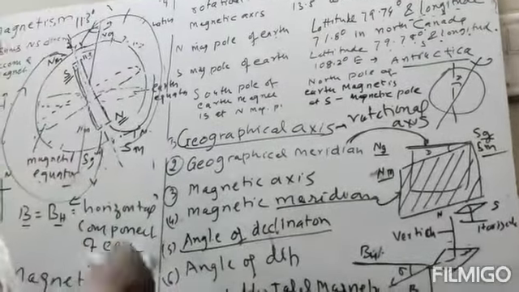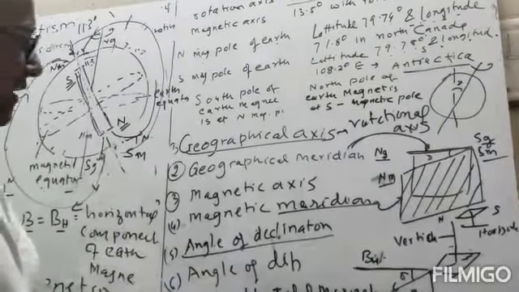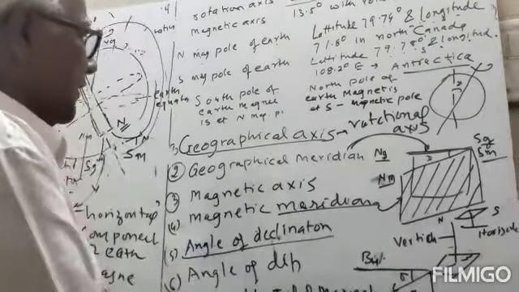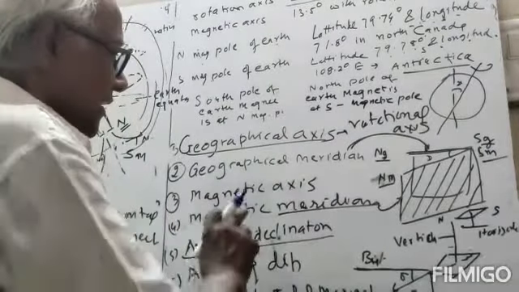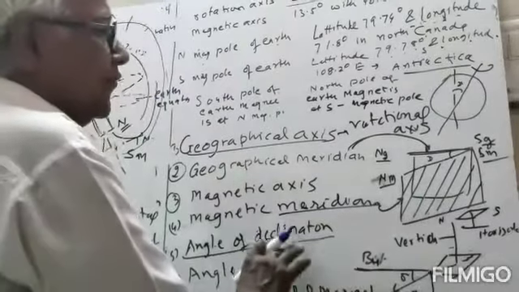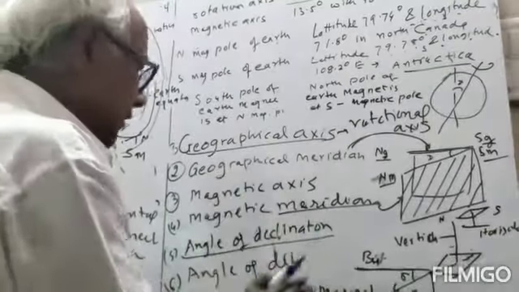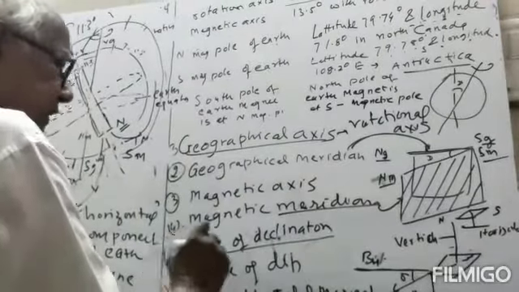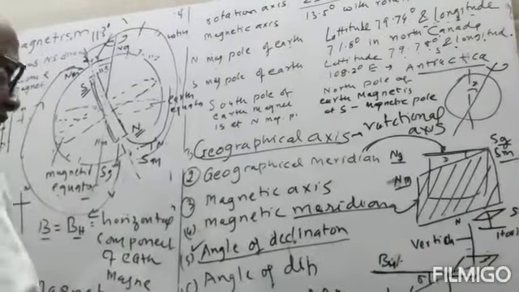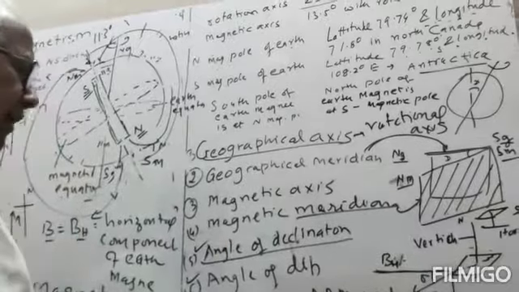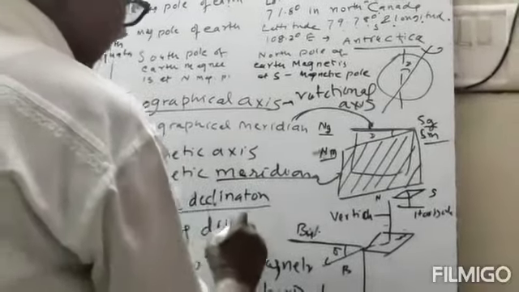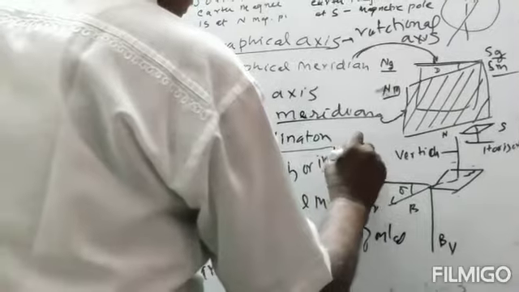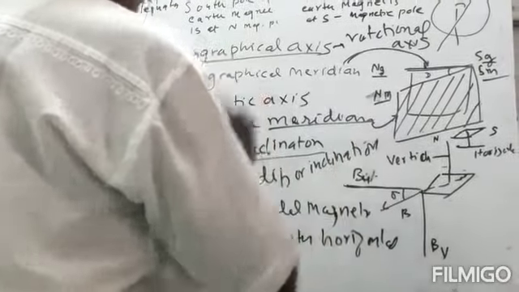Angle of declination, let me repeat it: the angle of declination is the angle between the geographical meridian and the magnetic meridian. This angle is not constant, it varies from place to place. Now this definition is very important from the examination point of view. The angle of dip is also very important from the examination point of view. The angle of dip is also known as the angle of inclination.